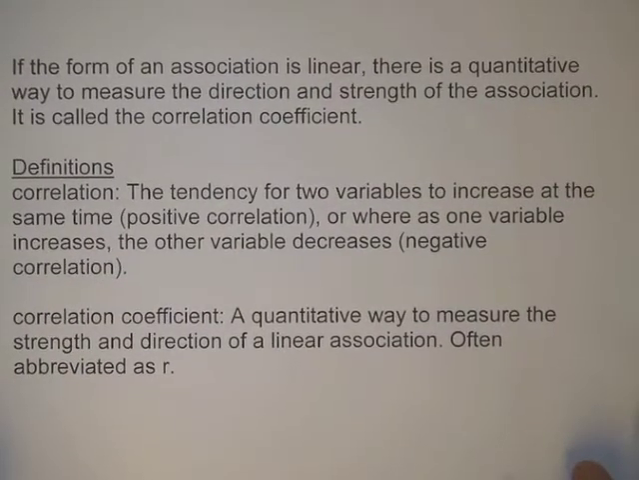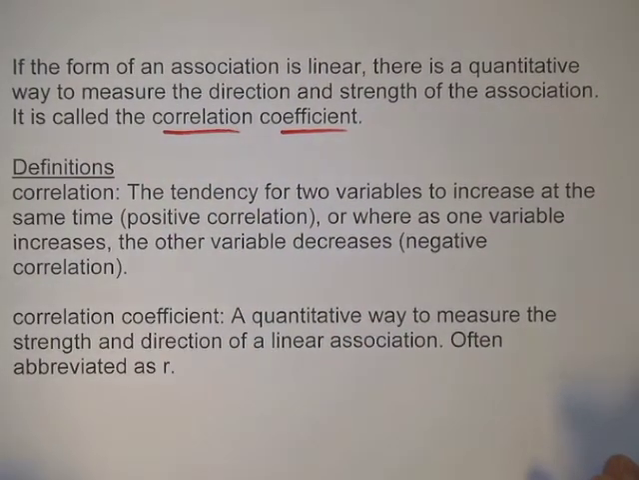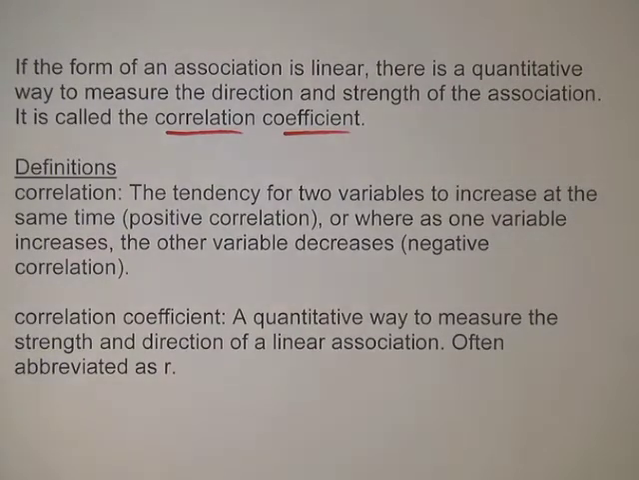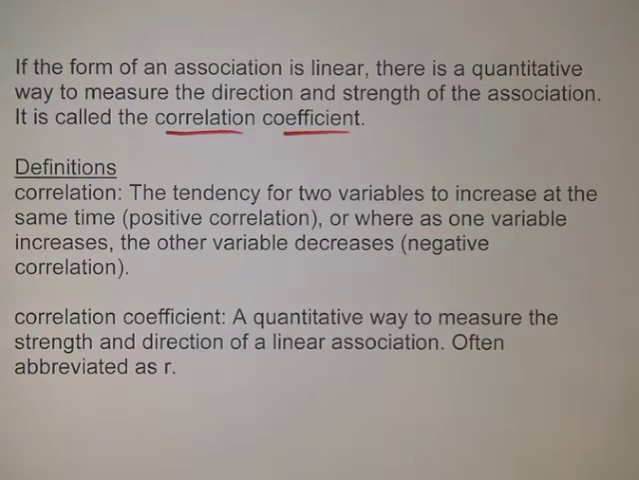Now, if the form of an association is linear, there is a quantitative way to measure the direction and the strength of an association. It is called the correlation coefficient. So let's first define the word correlation. Correlation is the tendency for two variables to increase at the same time, which is called a positive correlation, or whereas one variable increases, the other variable decreases. That's called a negative correlation. We're talking about only linear associations. Now, a correlation coefficient is the quantitative way to measure the strength and direction of a linear association. Correlation coefficient is often abbreviated as r, lowercase r.